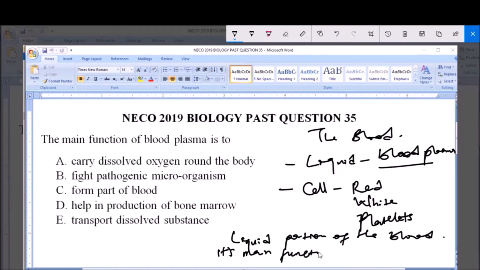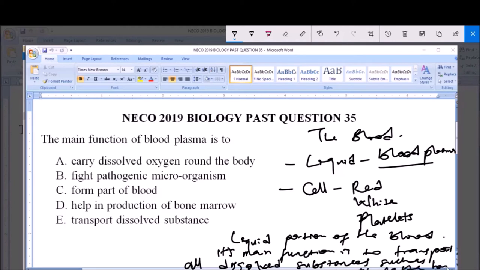Its main function is to transport all dissolved substances or materials such as nutrients, wastes, hormones, plasma proteins, and so on. So the function of the blood plasma is basically the transport of dissolved substances in it, because it is the liquid portion of the blood.